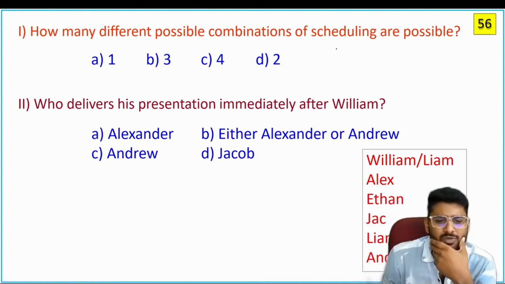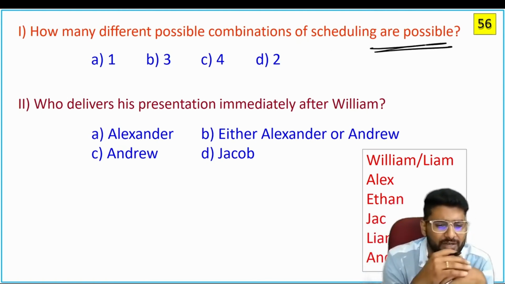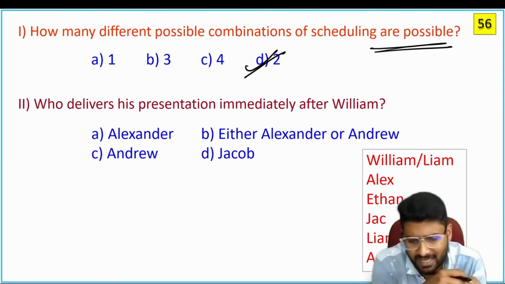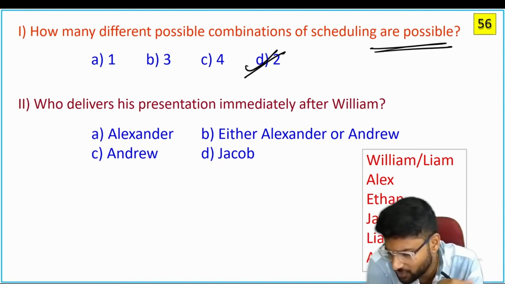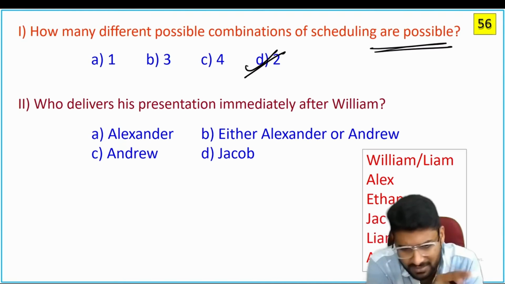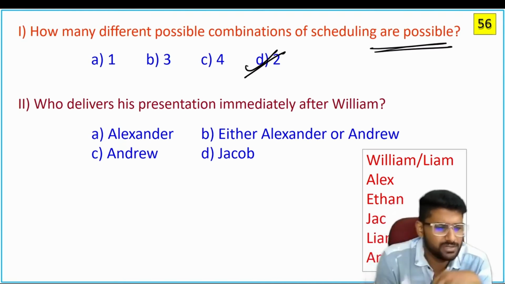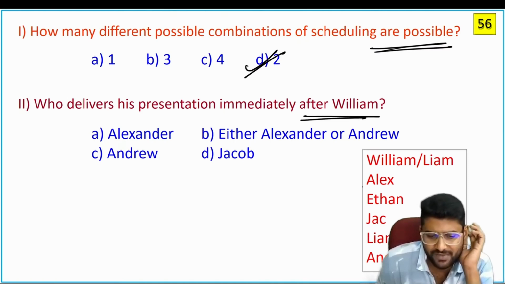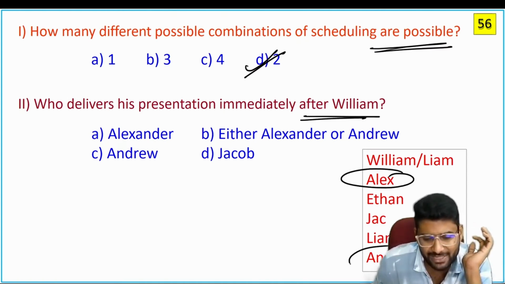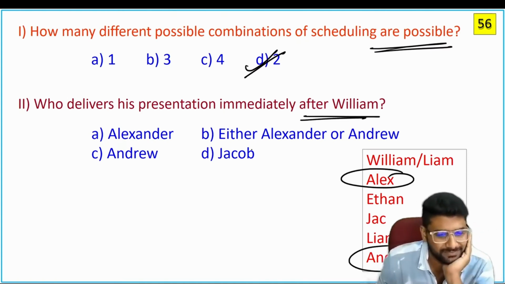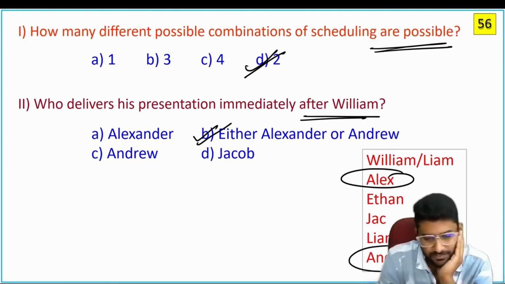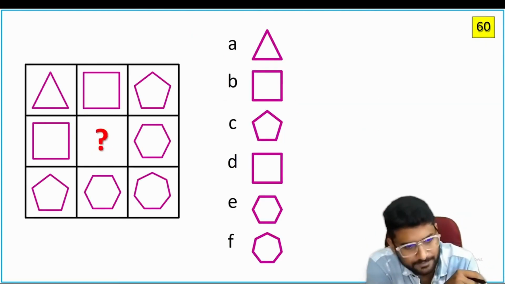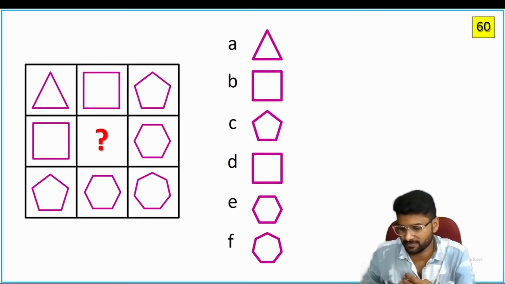Now, how many different possible combination schedules are possible? How many different possible combinations are there? So there are two different possible combinations. Why? Because William can be the fifth presentation or the fourth presentation. So we don't know the data. That's why it's two. So who delivers his presentation immediately after William? Who will present after William? Either Alex or Andrew. Alex or Andrew, guys. Why? Because we are not sure about William's position, right? Next. On to the next question.